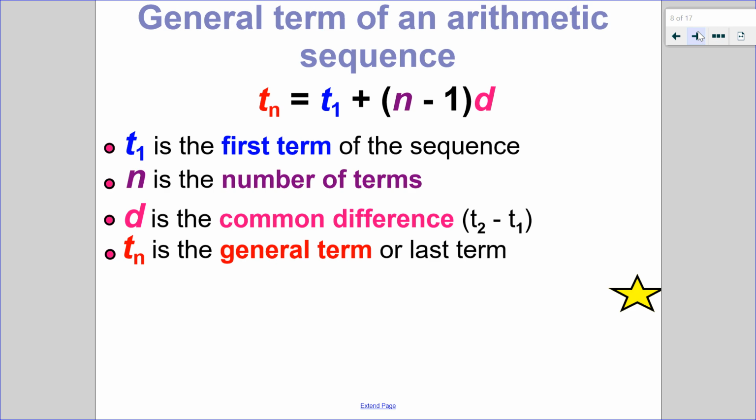Let's look at it piece by piece. T sub 1 is your first term. n is the number of terms. d is your common difference. You can take any term and subtract the term before it.